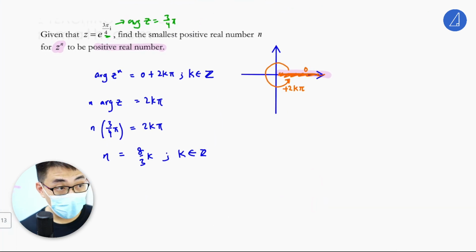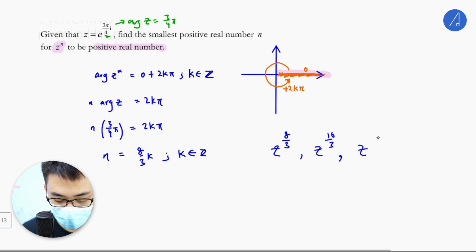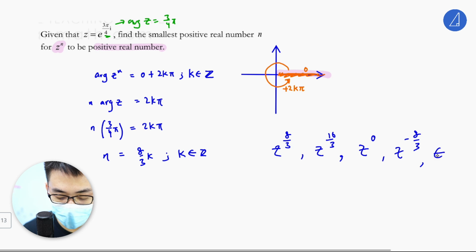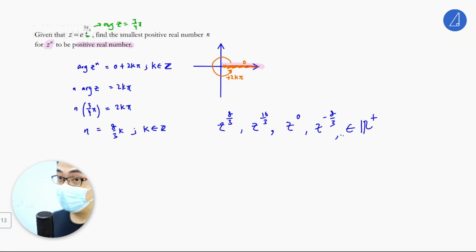I can be very sure, if Z equals Z to the power of 8/3, Z to the power of 16/3, and so on, no need to say 0, 0 is obviously Z to the power of 8/3 minus 8/3. All these will confirm give me a positive real value. Confirm one. No need to list all my possible candidates. Understand? I found my n in this particular general form, so I know that.